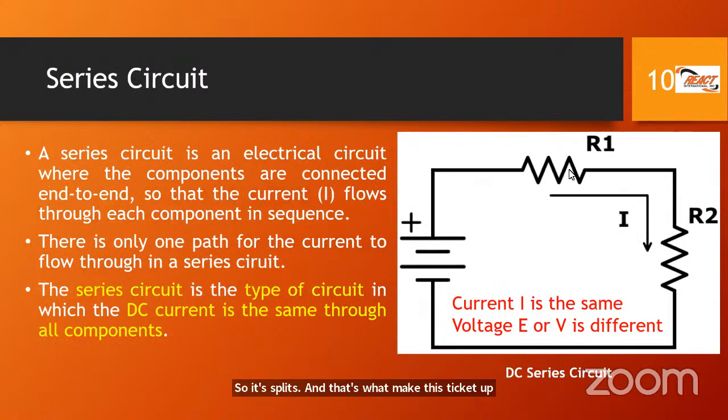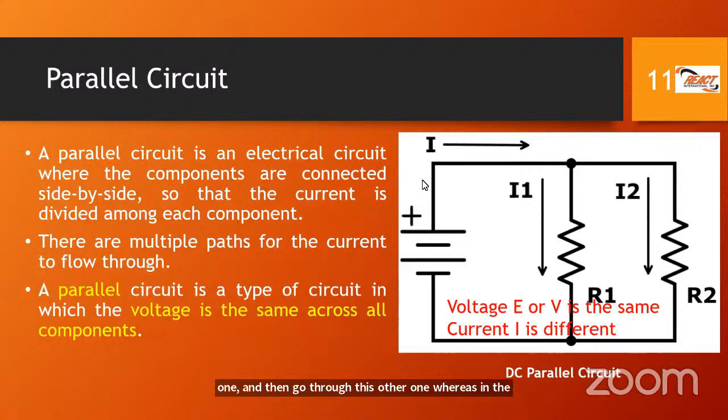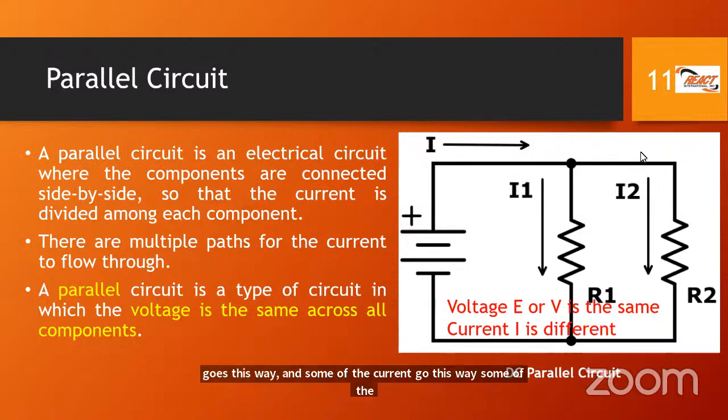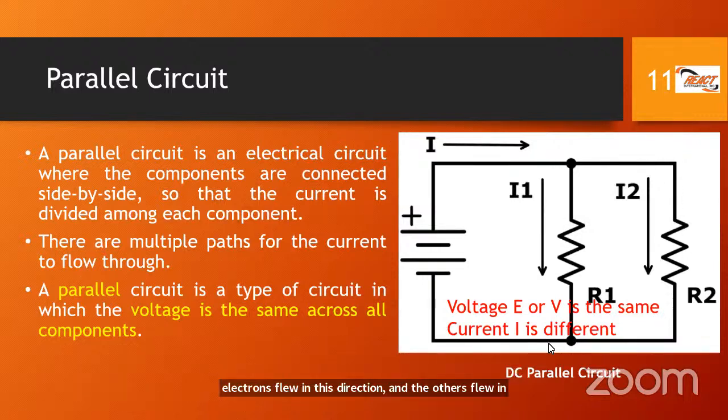Notice in the series circuit, it goes through one. It has to go through this one and then go through this other one. Whereas in the parallel circuit, it goes here and can go in both directions at one time. It splits. Some of the current goes this way, and some of the current goes this way. Some of the electrons flow in this direction, and the others flow in this direction, because they're all being pushed, and they're trying to come back to this side of the battery.